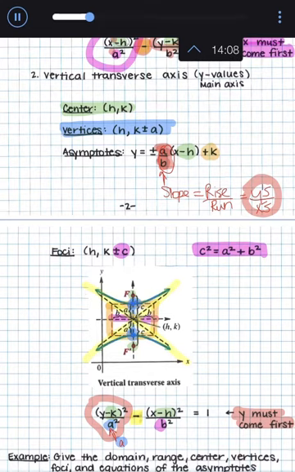So this is going to take some practice. This is not quite as straightforward as circles or ellipses. So let's take a look.